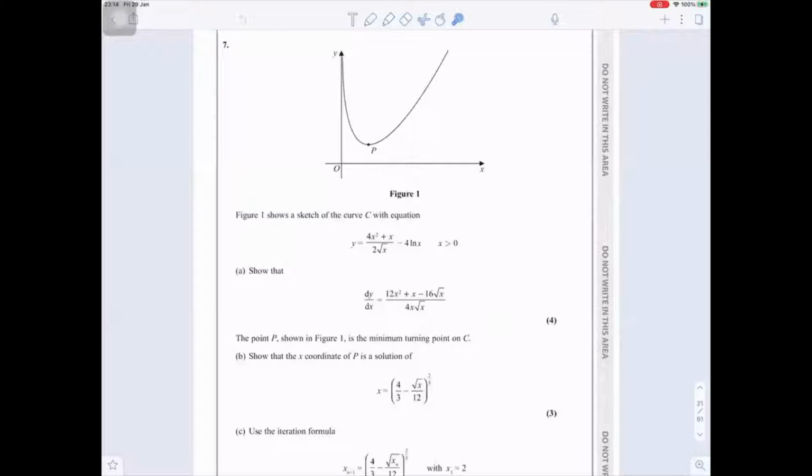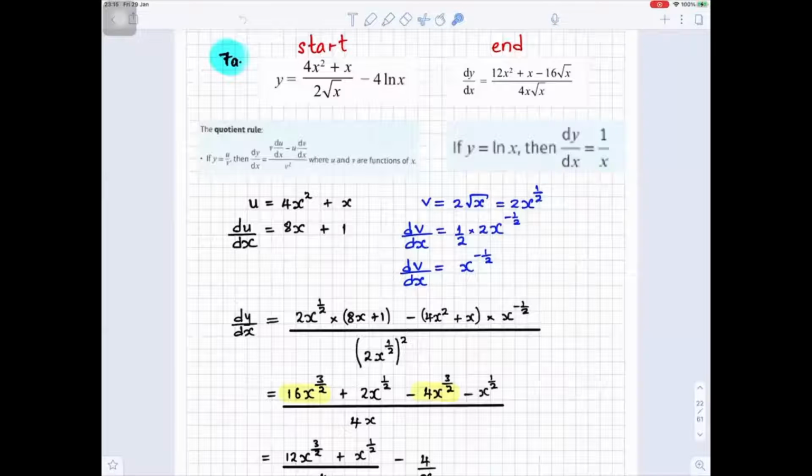Question number 7. Figure 1 shows a sketch of the curve C with equation y equals 4x squared plus x over 2 root x minus 4 ln x. Show that dy over dx is equal to 12x squared plus x minus 16 root x divided by 4x root x. So to do question 7, we identify where we start and where we want to end. We have y at the start, and we want to get dy over dx at the end.